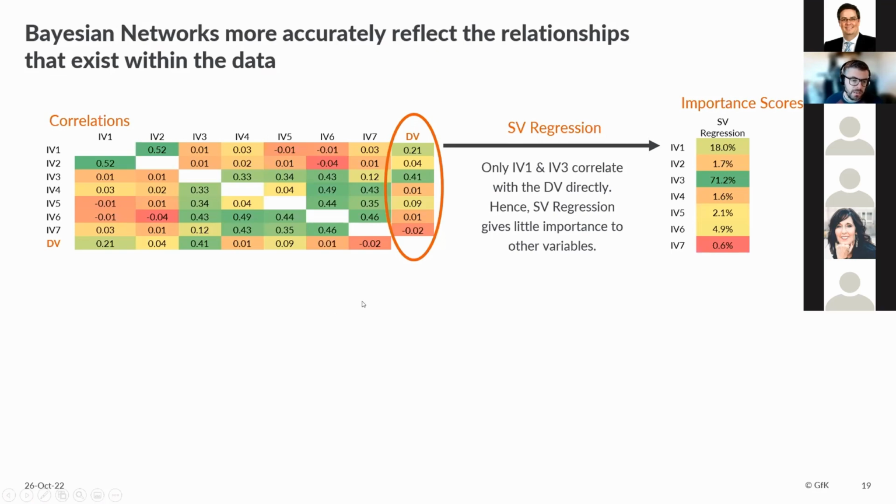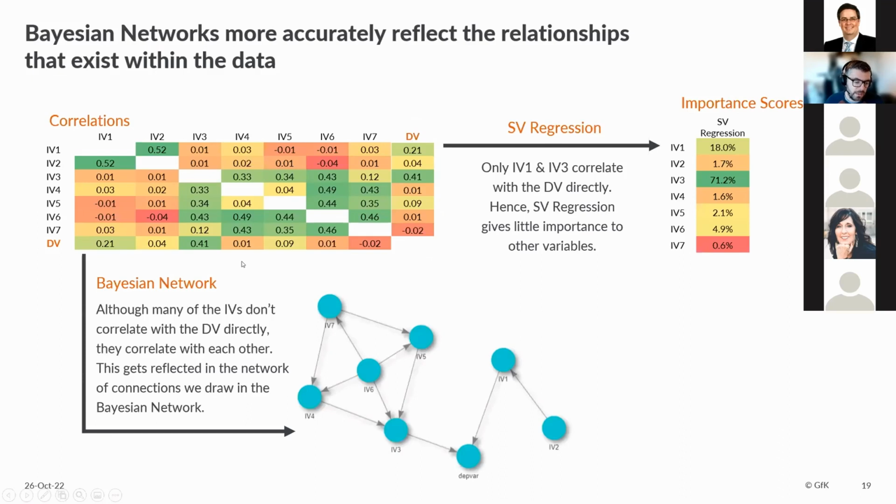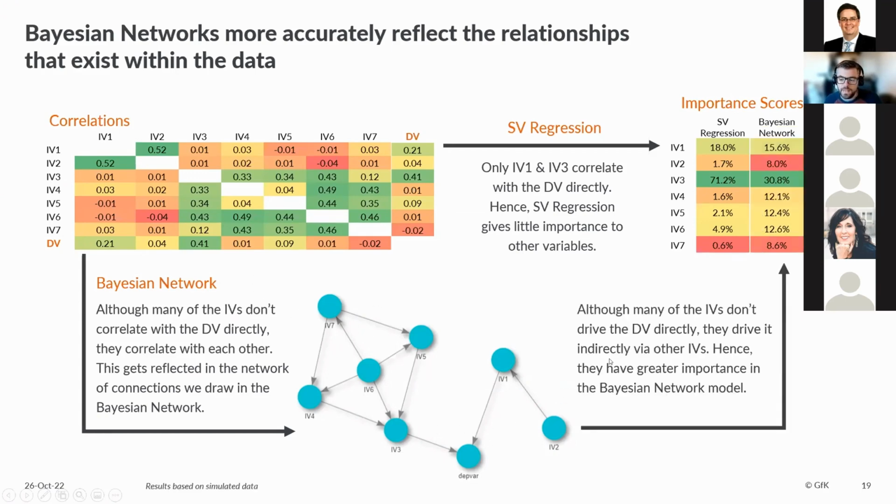But what this ignores is the correlation the variables have with each other. And that's what gets taken into account more explicitly in the Bayesian network. So although some of these variables aren't having a strong direct correlation with the dependent variable, they're correlating with each other. And this gets reflected in the relationships that we build in our Bayesian network. And therefore, although many of the IVs might not drive the dependent variable directly, they can drive it by indirect means, by driving another independent variable, which then goes on to drive the dependent variable.